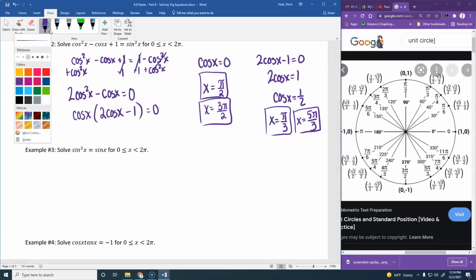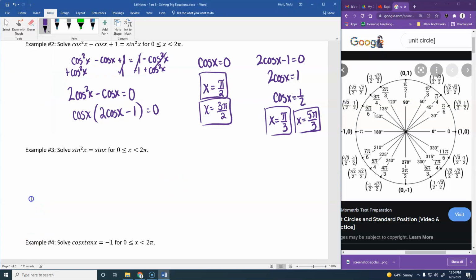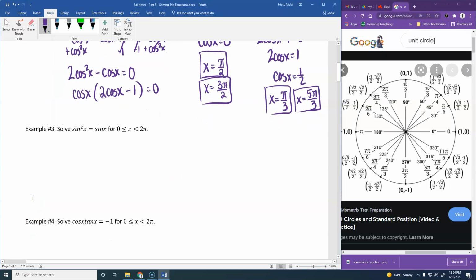Okay, this one is really easy to mess up. Sine squared x equals sine x for 0 to 2 pi. So what I really want to do there is divide by sine, and it'll get rid of one of them, and then you'll just get your answer. But you can't do that.